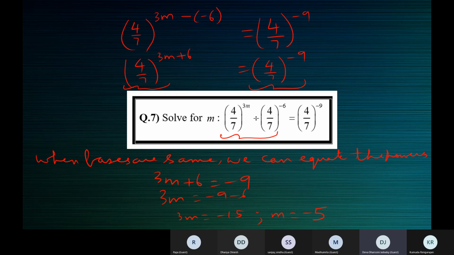Understand, children? There's a new rule you've learned. When the bases are same on both the sides, we can equate the powers. Similarly, when the powers are the same on both the sides, you can equate the bases. I'll give an example for that. Write down this first.